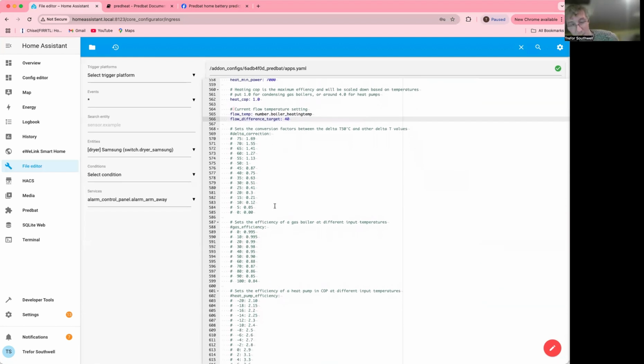These I haven't actually set because they're hardwired. They're defaulted in Predheat, but you can override them if you like, and you can also put them in steps of one if you want more accurate data.